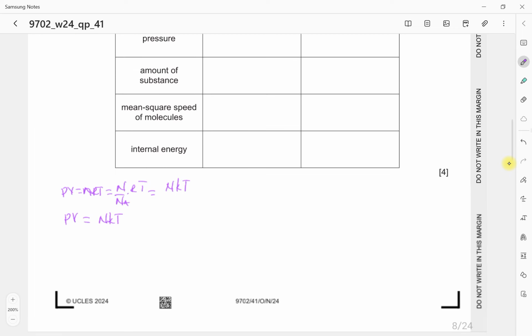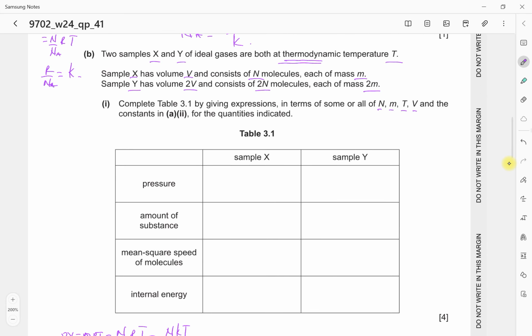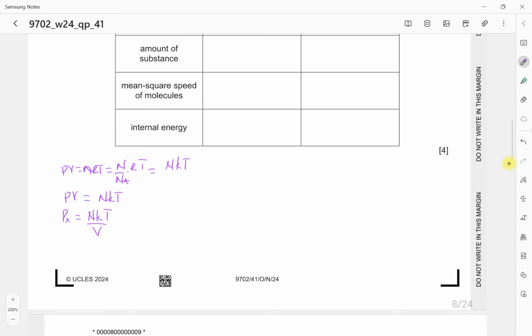Its volume is V. I'm just making P the subject. So pressure of X is going to be the number of molecules, N, times k, a constant. They were all at the same temperature T, divided by the volume V. So for X, it is going to be NkT divided by V.